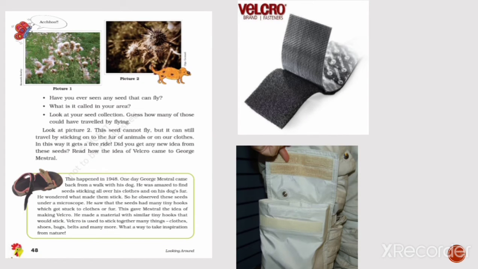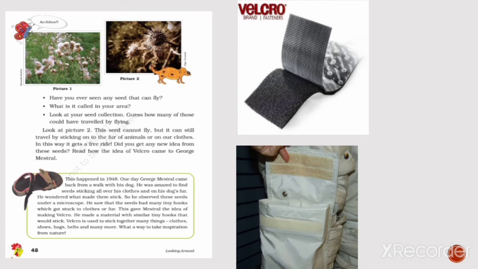Next, the idea of making Velcro. One day, George Mestral came back from a walk with his dog. He was surprised to find seeds sticking all over his clothes and also on his dog's fur. So he wondered what made them stick. So he observed all those stuck seeds under a microscope.